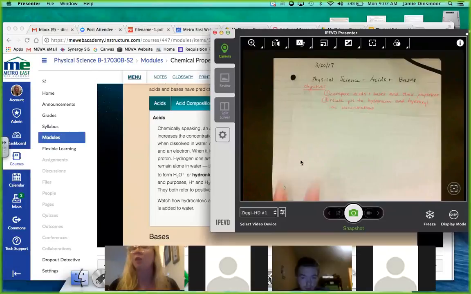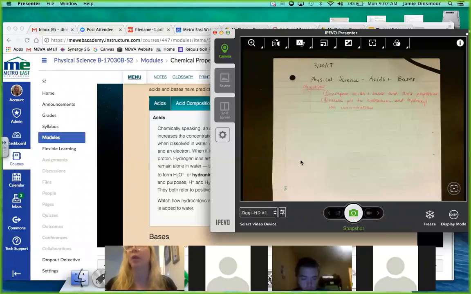So this is how I started off my page. I wrote the date, I wrote physical science, acids and bases, that's what the lesson's called. And I wrote the objectives. You don't have to write them, but I thought it would be nice so that when I'm studying and reviewing, I can see what I need to know about acids and bases. What kinds of questions are they going to ask me?